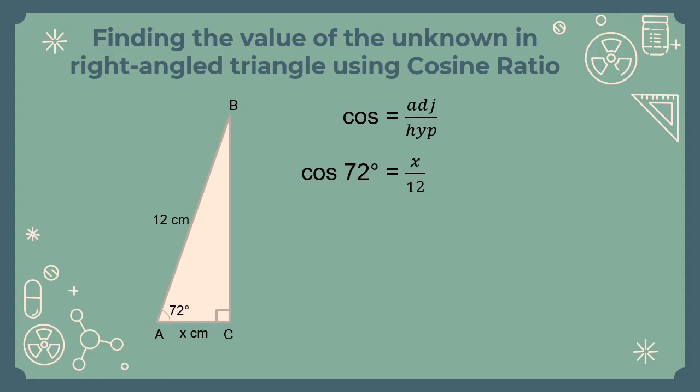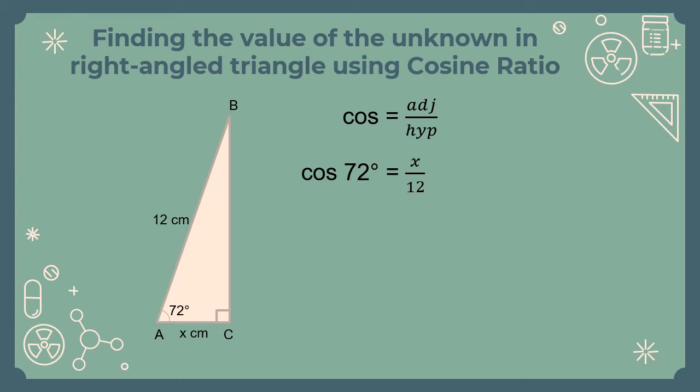Next, finding the value of the unknown in a right-angled triangle using the cosine ratio. Why will we use cosine? Since, as you can see, we have the adjacent and the hypotenuse. The adjacent is equal to x, then the hypotenuse is equal to 12. So the formula for cosine is adjacent over hypotenuse.